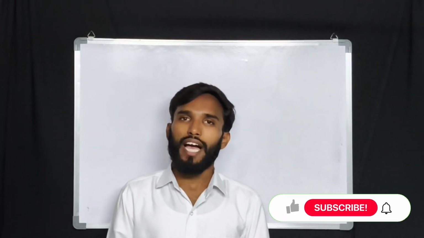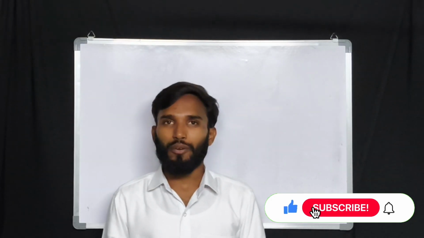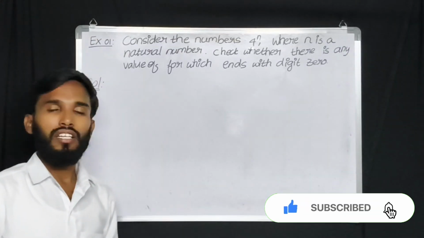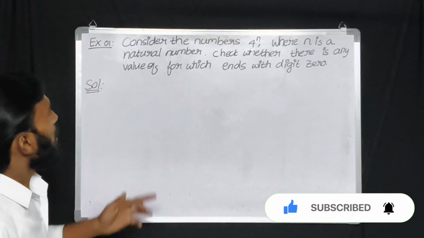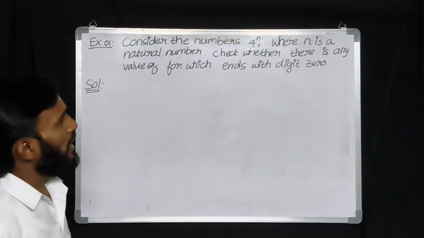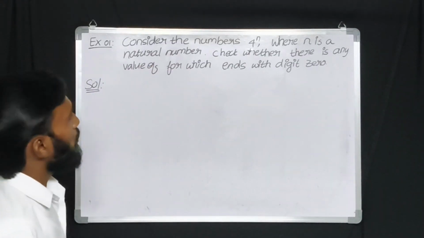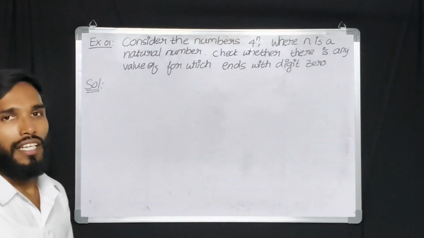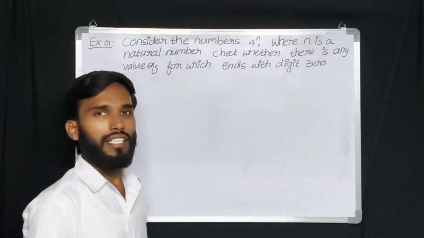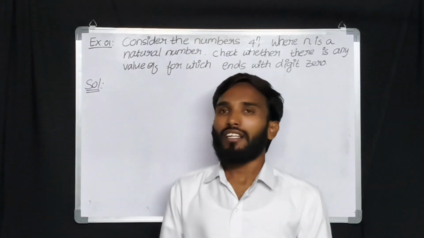Today we are going to start the examples of chapter 1, real numbers. Yes, the very first example is here on the board. Let's read what it is. Consider the numbers 4n where n is a natural number. Check whether there is any value of n for which 4n ends with digit 0. What does it mean? It is nothing but check the number.